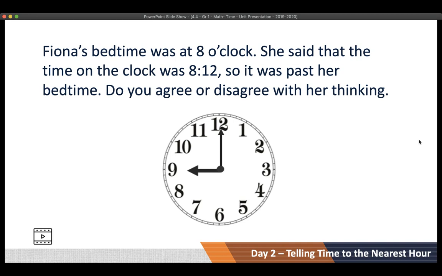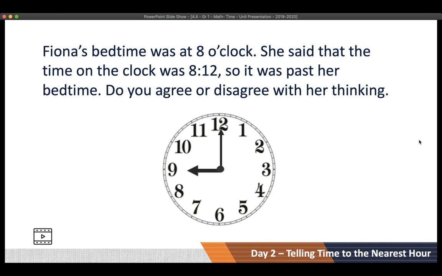Fiona's bedtime was at 8 o'clock. She said that the time on the clock was 8:12, so it was past her bedtime. Do you agree or disagree with her thinking? Take a moment and think about it. So I disagree with her. The only thing I agree with is that she's up past her bedtime.